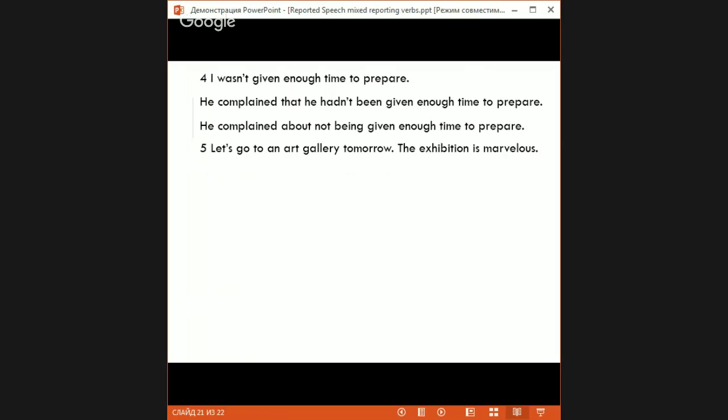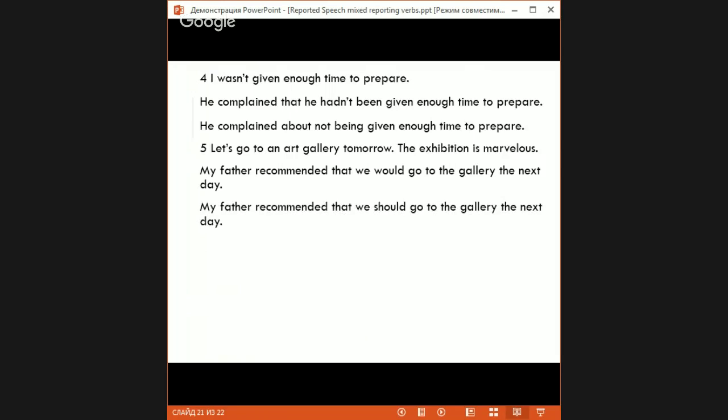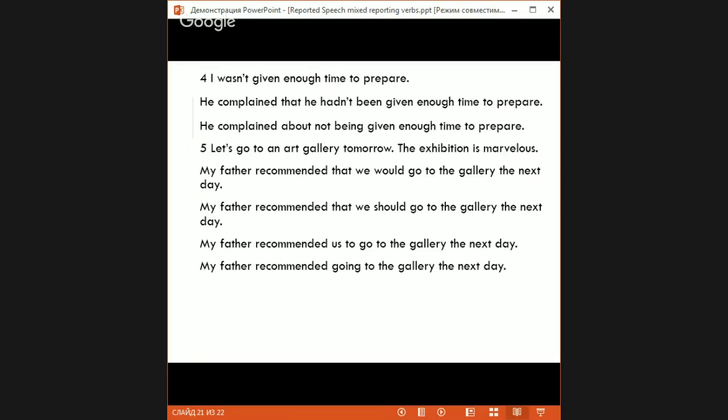Let's go to an art gallery tomorrow. The exhibition is marvelous. My father recommended that we would go to the art gallery the next day, or my father recommended that we should go to the art gallery the next day, or my father recommended us to go to the art gallery the next day. All options are fine. I would choose maybe the last one, always should, but again, you just need to use only one. But remember about the options that you have. And as the last one we have after recommend, we can use gerund. So my father recommended going to the gallery the next day.